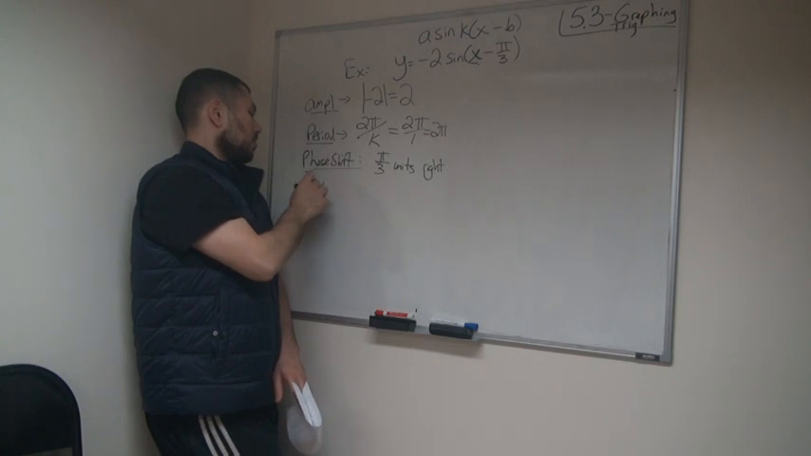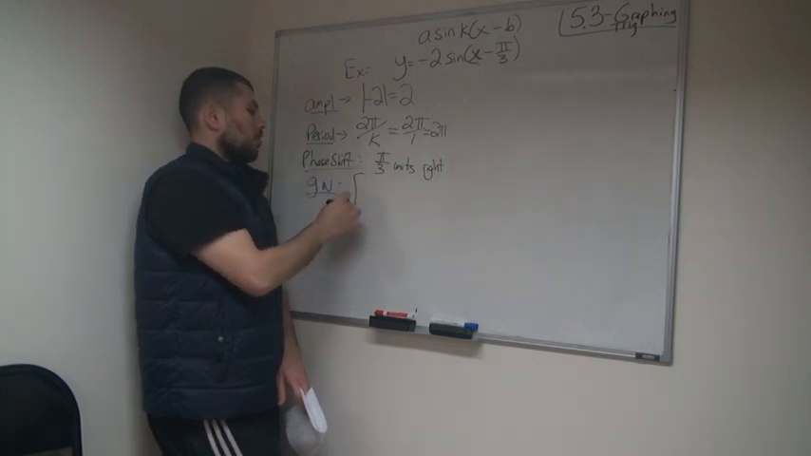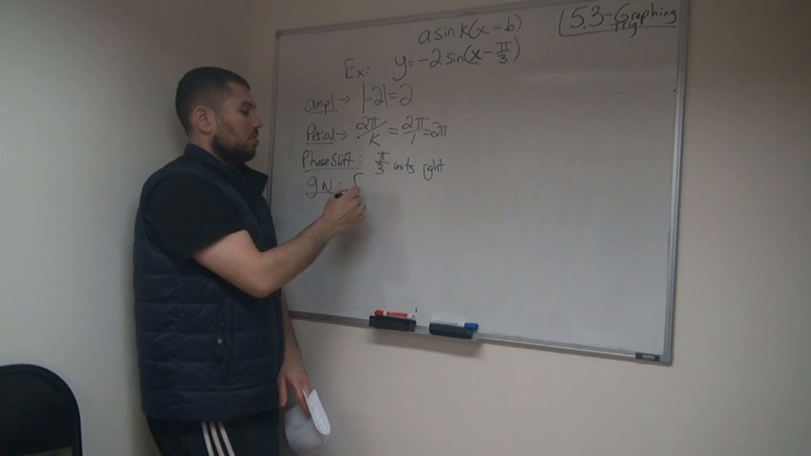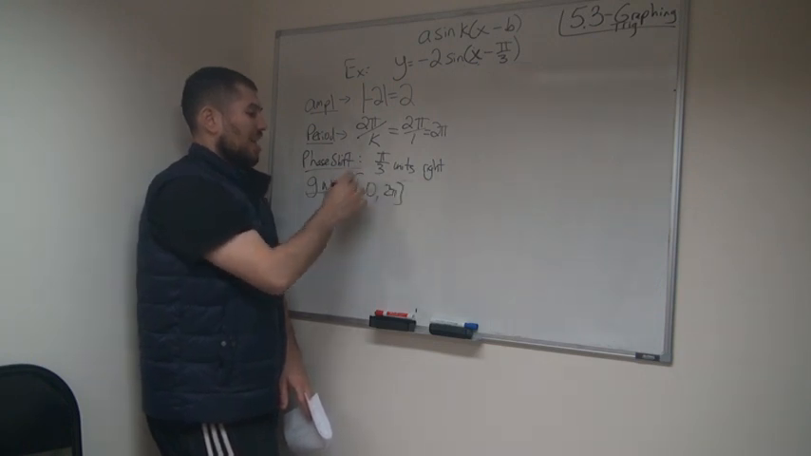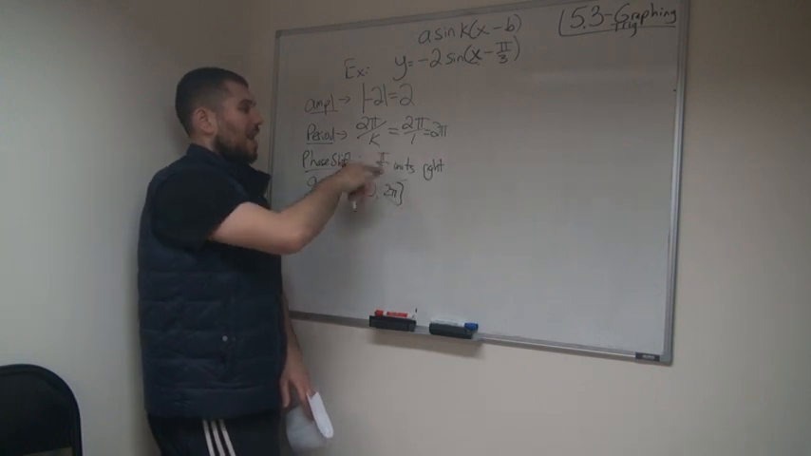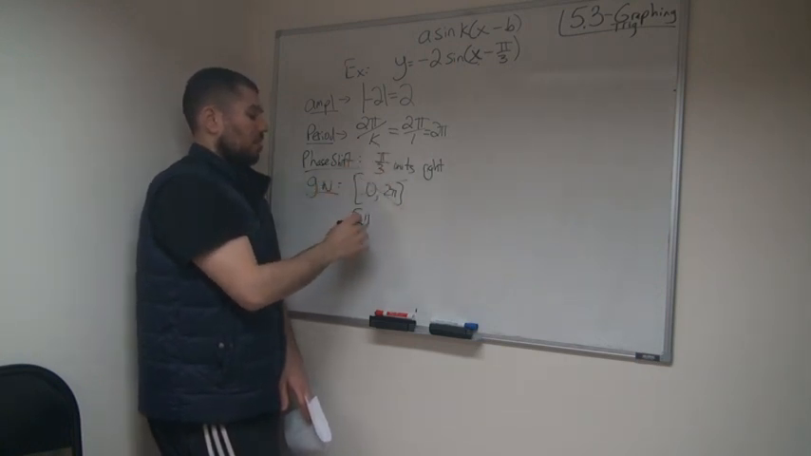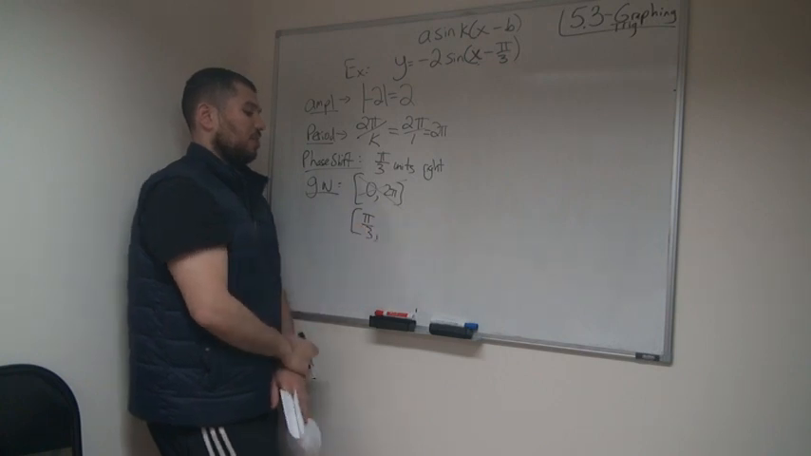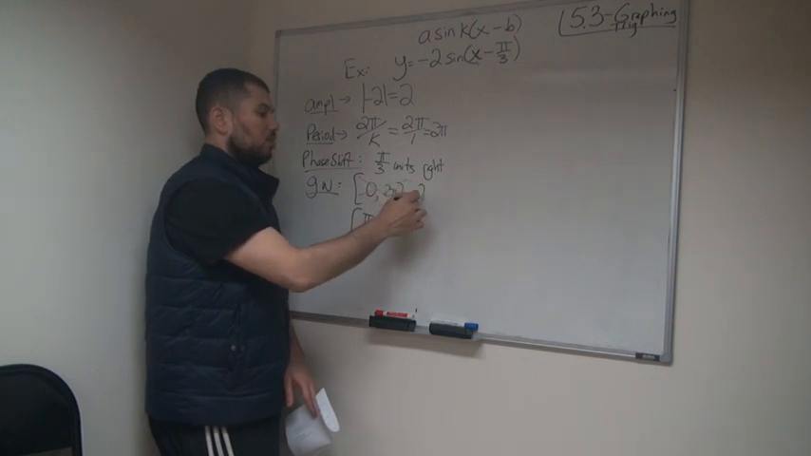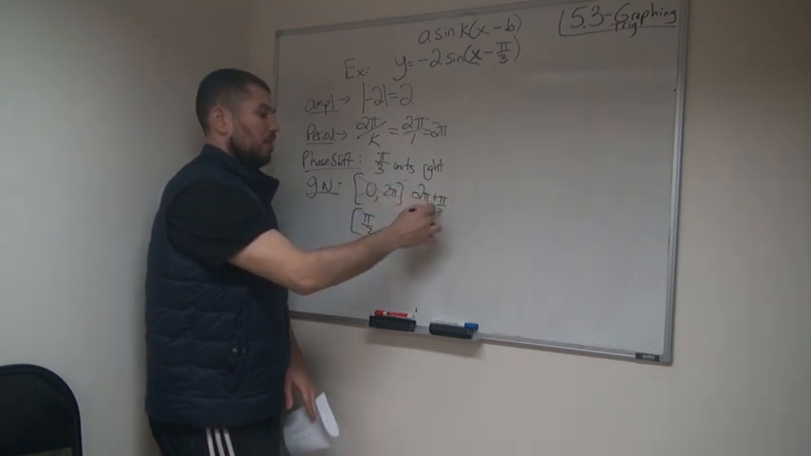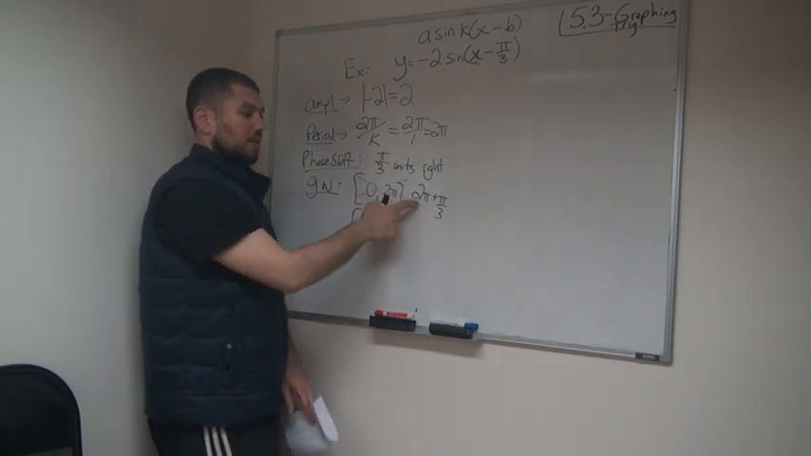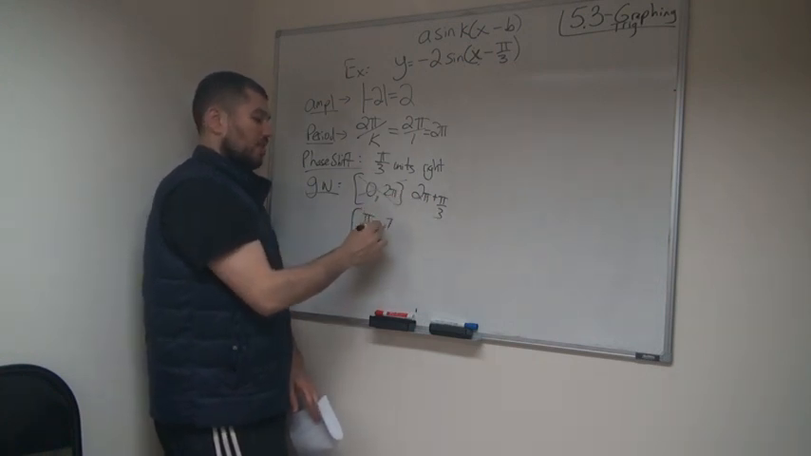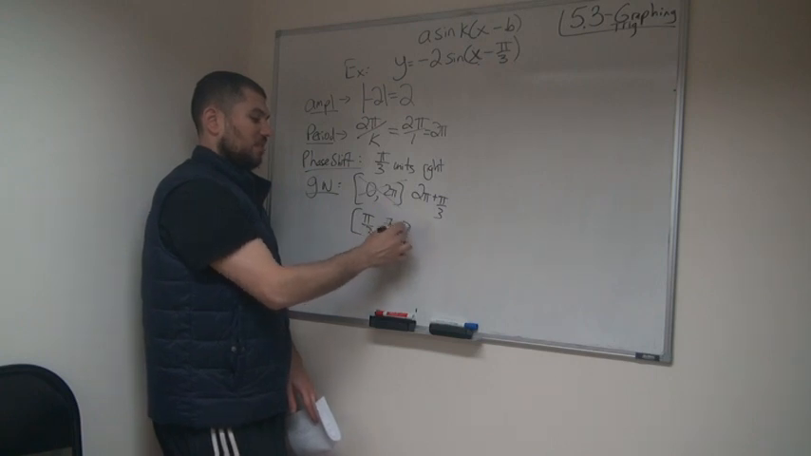Graphing window. Before, the graph would start at 0 and end at 2 pi. So it's not the case now. Now I'm adding pi over 3 units to the starting point. 0 plus pi over 3 is pi over 3. And then 2 pi plus pi over 3. Well, what's 2 pi plus pi over 3? I need a common denominator, an LCD. So this becomes 6 pi over 3 plus 1 pi over 3. I'm going to end this graph at 7 pi over 3.